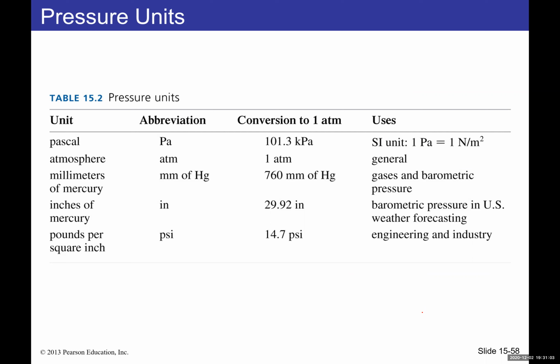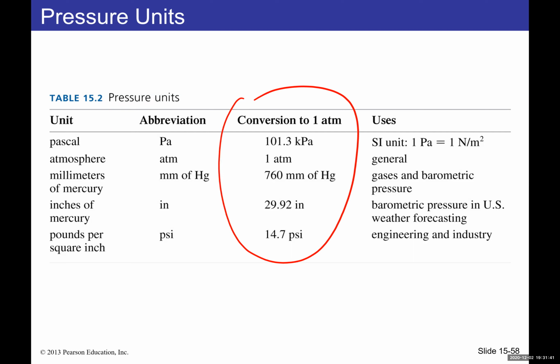I mentioned that pressure has an SI unit of Pascal, which is equivalent to Newton per square meter. But there's also atmosphere, or ATM, which is used mostly when dealing with atmospheric pressure. And then we also have millimeters of mercury, inches of mercury, pounds per square inch, and so forth. There are a lot of different measurements. These are all conversions to one ATM. That means each different unit for pressure can be converted to ATM.